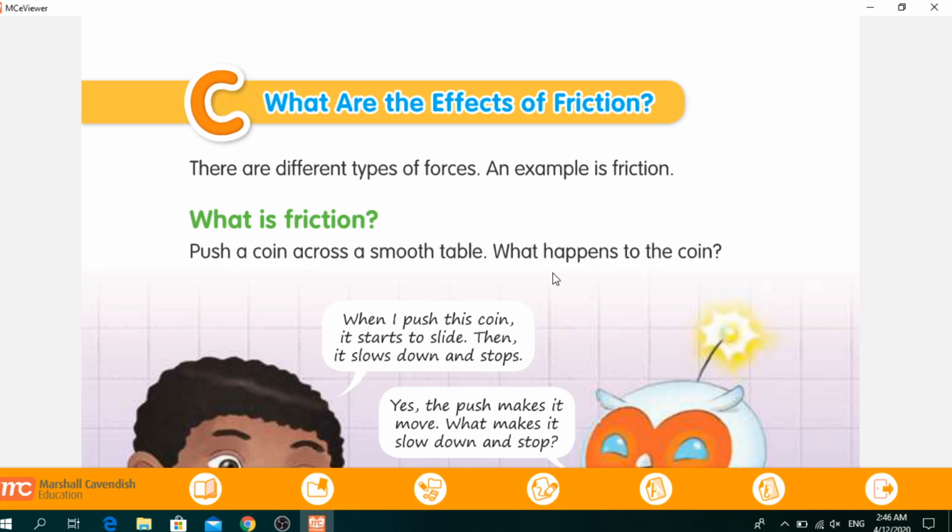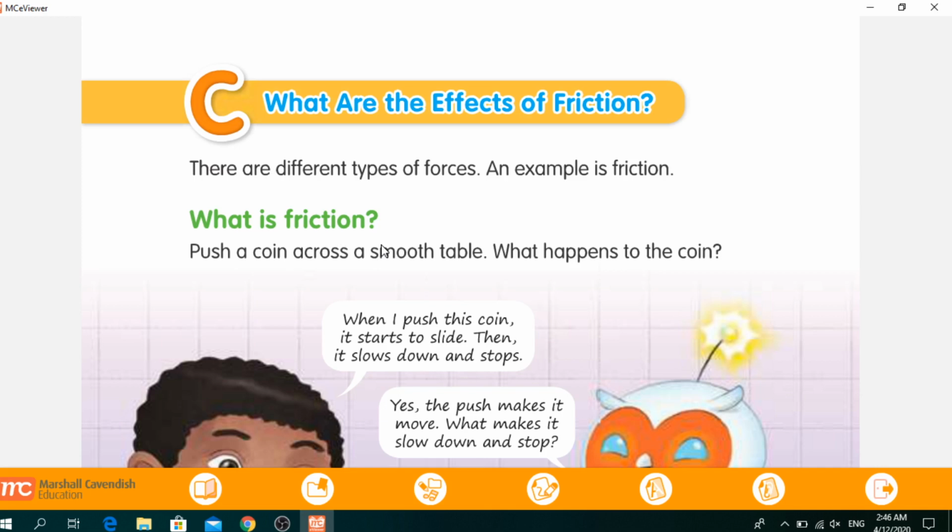Our lesson today is a very important lesson. So listen consciously and be careful. What are the effects of friction? As you know, there are different types of forces, but today I will talk especially about friction. So what is meant by friction?